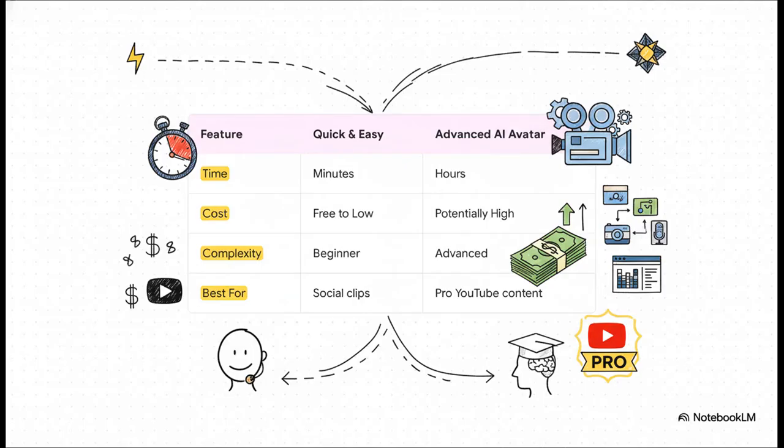So how do you pick which path is right for you? Well, it really just boils down to a trade-off. The quick method takes literally minutes and is often free, which is perfect for social clips. The advanced method, on the other hand, can take hours, and the costs can add up fast. I mean, with multiple software subscriptions, you could easily be paying over $100 a month. It definitely requires more advanced skills, but the result can be a seriously professional YouTube-quality video.